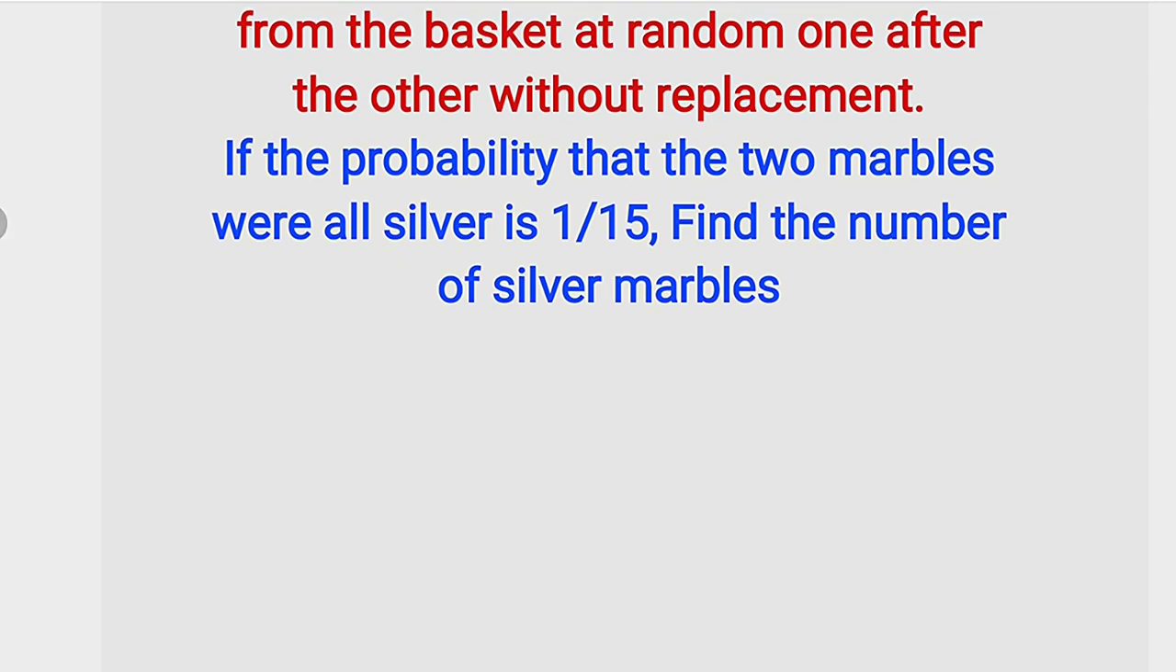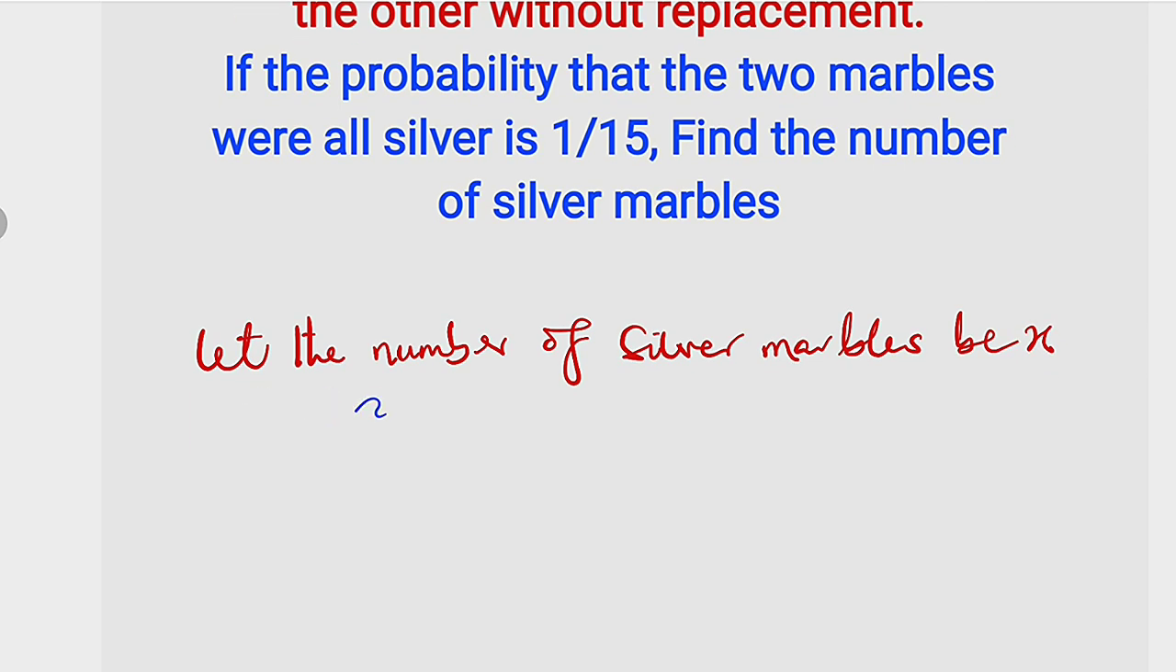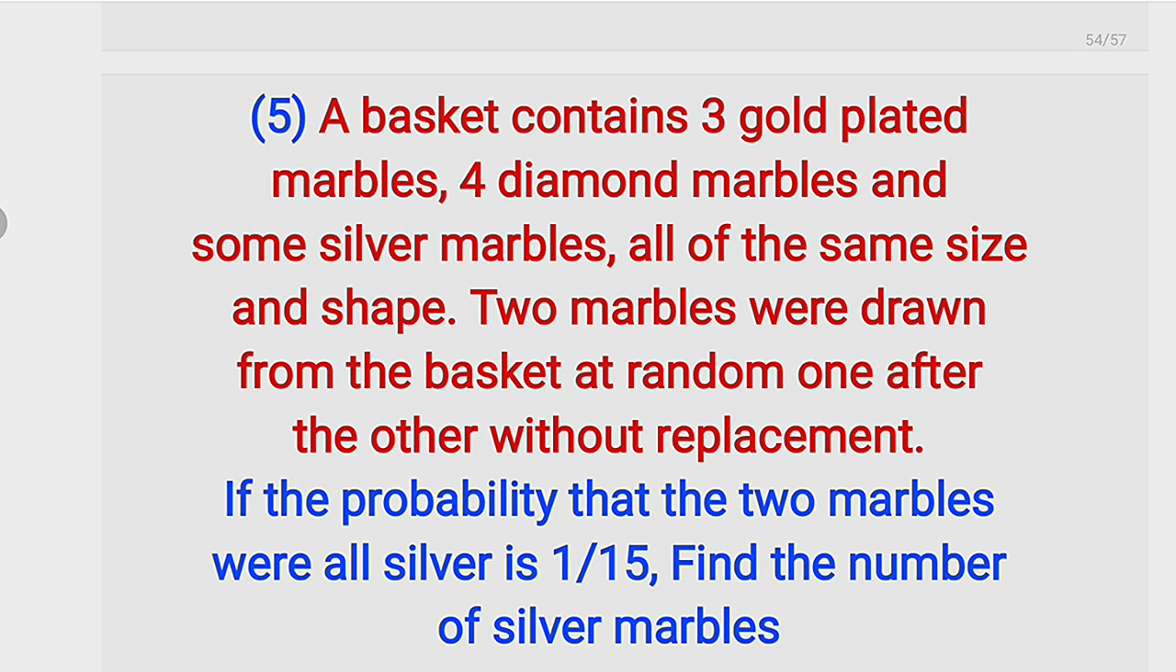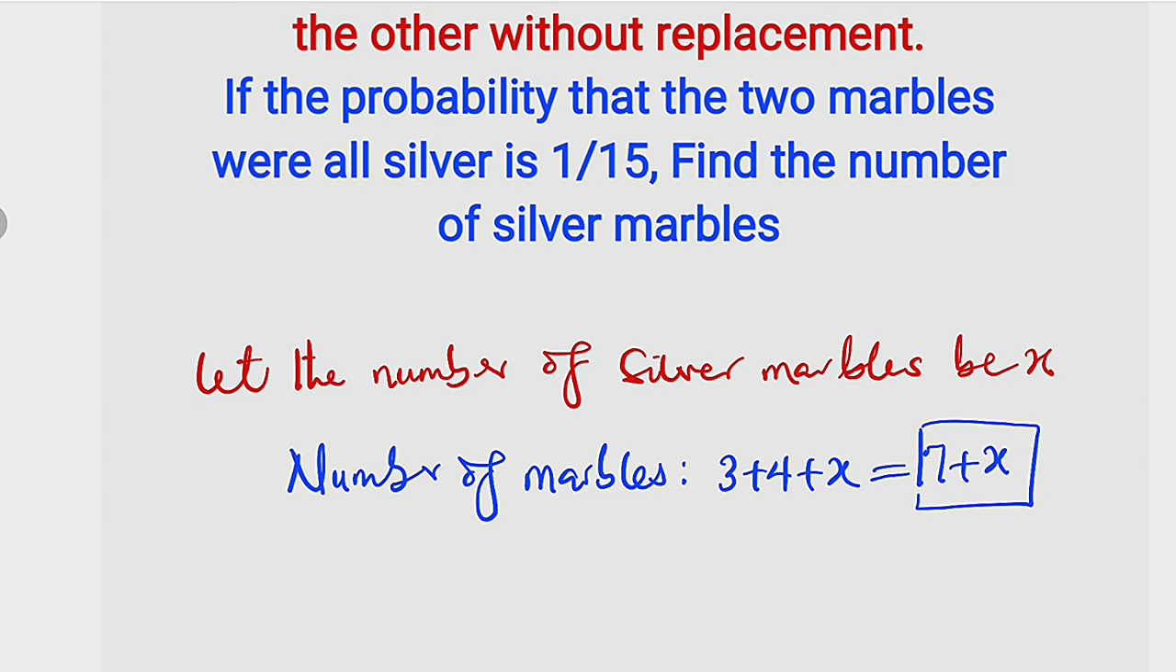We don't know the number of silver marbles, so let us declare it with a variable. So I have just declared the number of silver marbles with x. So we need the sample space as well, or let me say number of marbles, all the same. So the number of marbles will be 3 gold, 4 diamond, and x silver. So let's add them together. We have 3 plus 4 plus x, and this together will give us 7 plus x. So 7 plus x is the number of marbles.